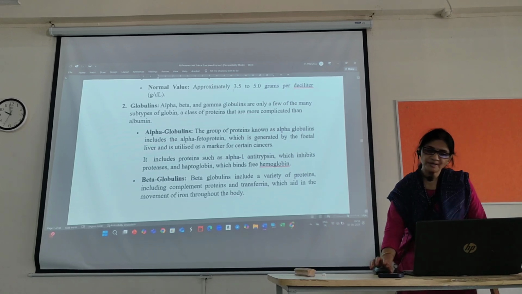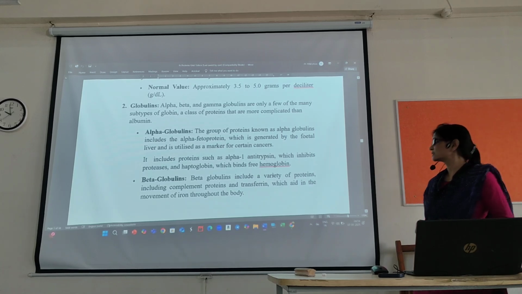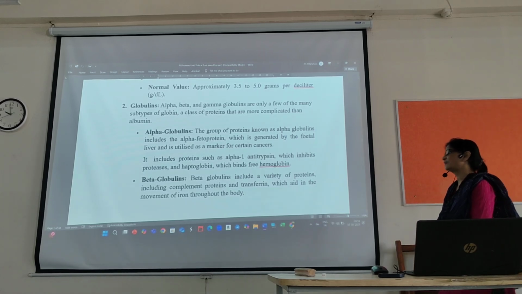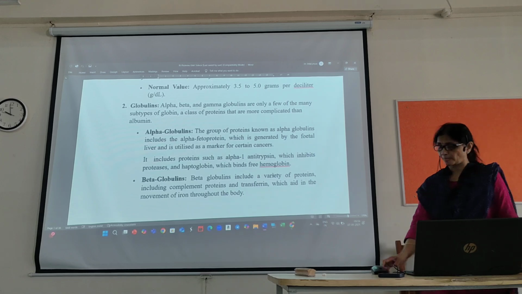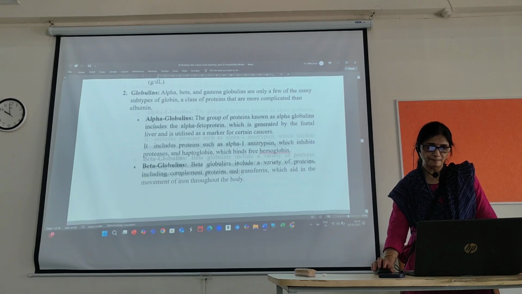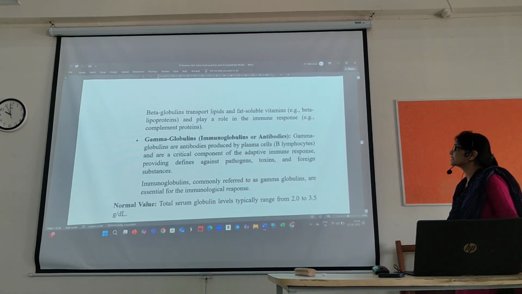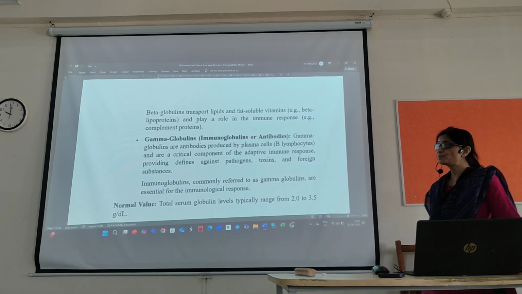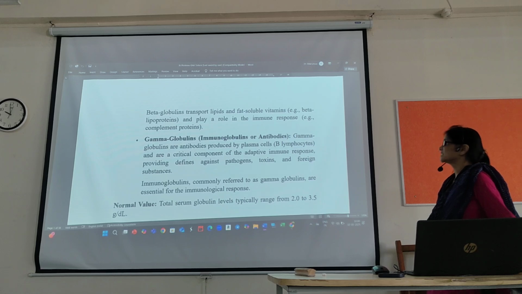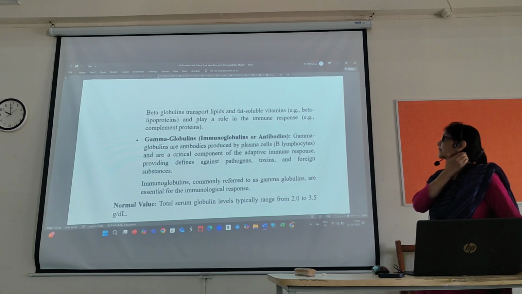Then next is the beta globulin. Beta globulins include a variety of proteins including complement proteins and transferrin, which help in the movement of iron throughout the body. Beta globulins transport lipids and fat soluble vitamins, for example beta lipoprotein, and play a role in the immune system, for example complement protein. And the last one is the gamma globulin.